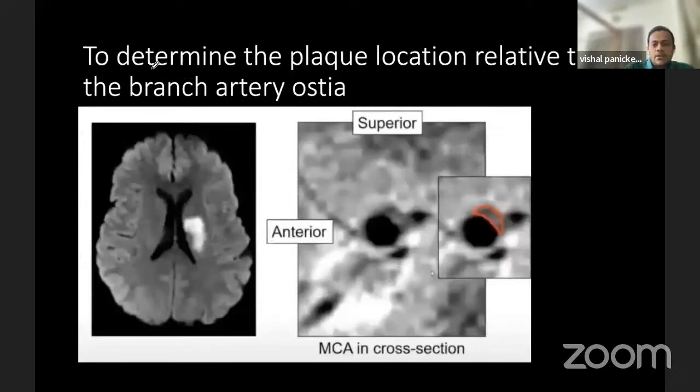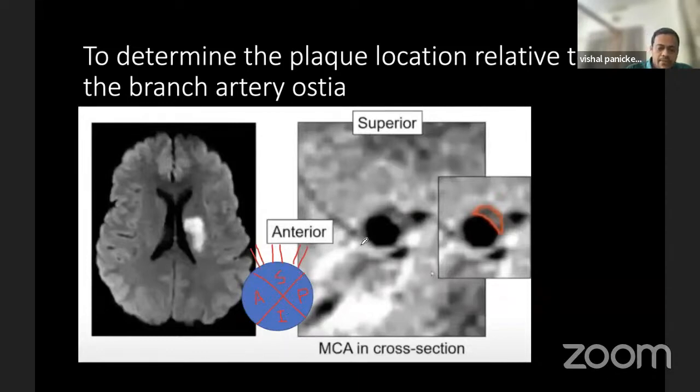We can determine the plaque location relative to the branch artery or ostia with this vessel wall imaging. This is a subcortical infarct, and the patient underwent vessel wall imaging showing the superior part of the MCA with vessel wall thickening, and the ostia nearby is also occluded. This is the ostia which got occluded by this intra-arterial plaque. So based on the location of the plaque, the vessel wall on cross section, we can divide it into anterior, posterior, superior, and inferior.